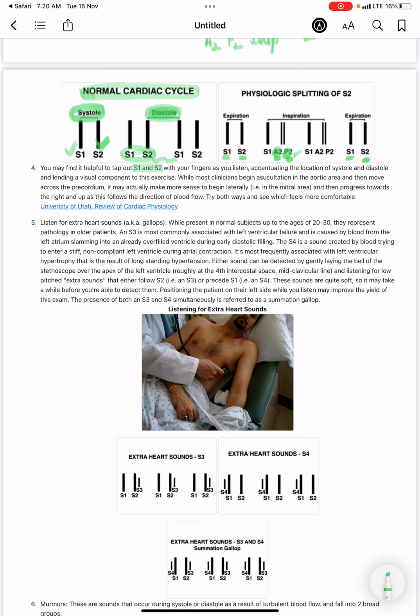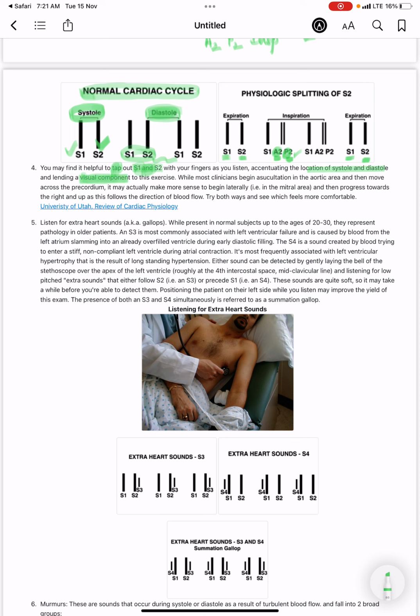You might find it helpful to tap out S1 and S2 with your fingers as you listen, accentuating the location of systole and diastole and lending a visual component to this exercise.